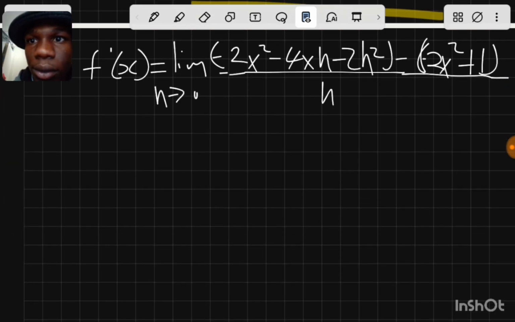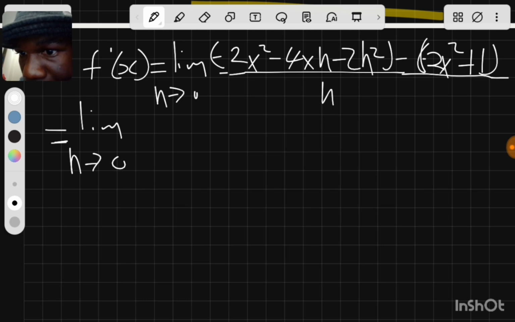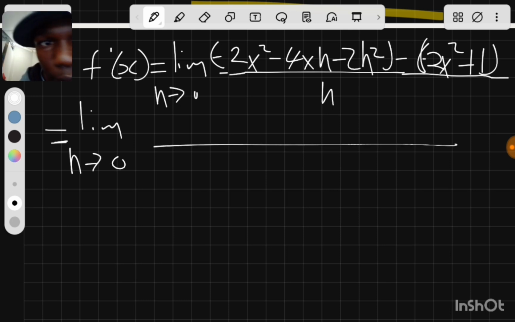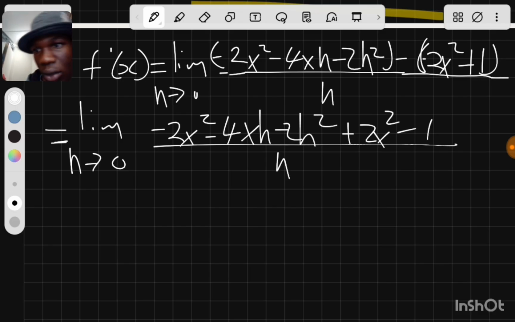We're going to write equal sign, limit h approaches 0. So we're going to have minus x squared minus 4xh minus 2h squared, minus multiplied by minus 2x squared is going to give us positive x squared, minus multiplied by 1 is going to give us minus 1. So we're going to have something like this.